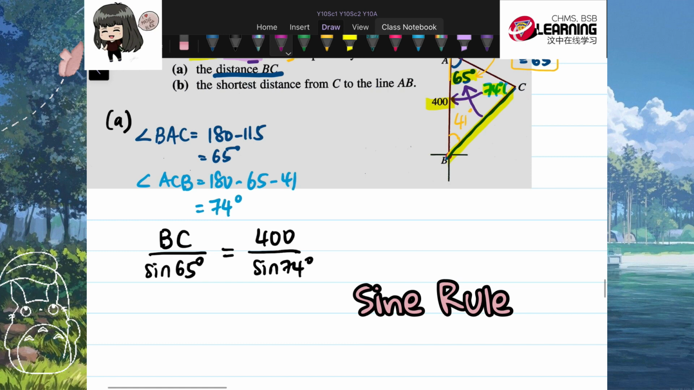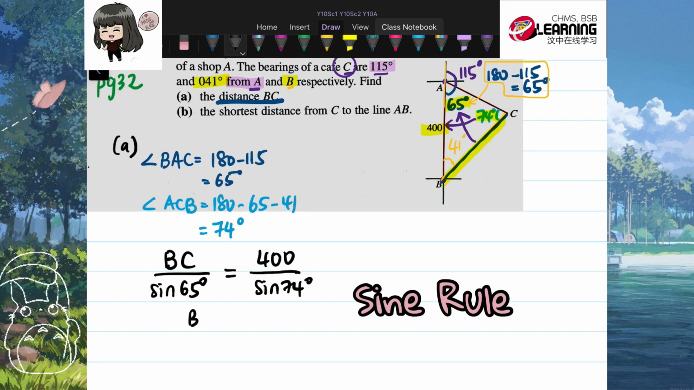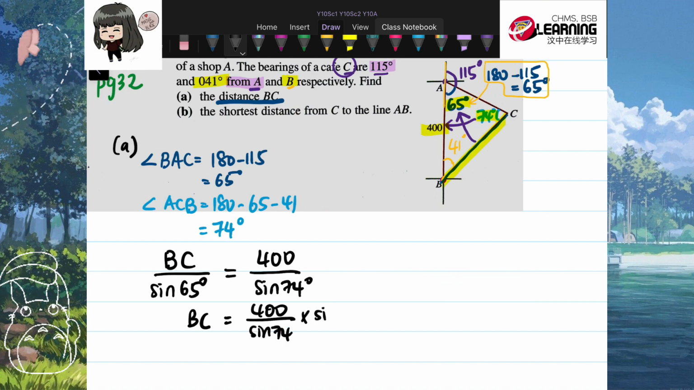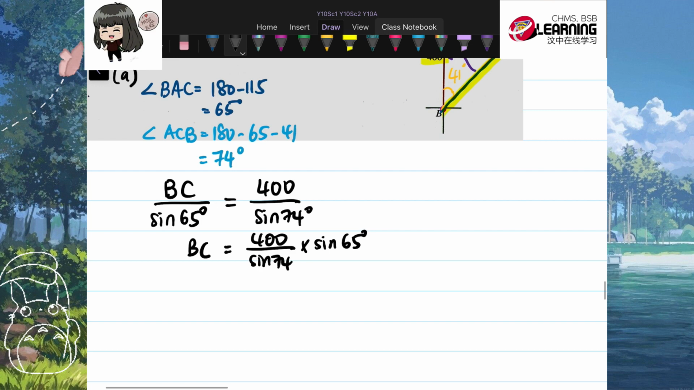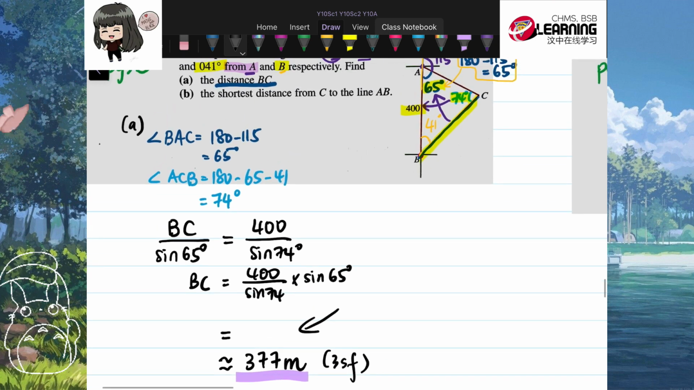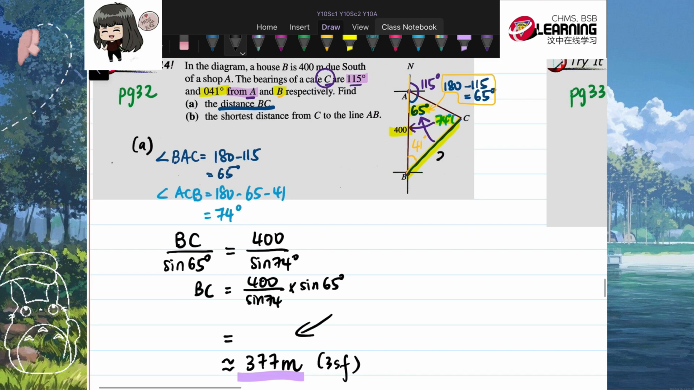Continuing, BC is equal to, I move the sine 65 over, so 400 over sine 74 times sine 65. You find the answer, the long one, and I have already made it into 3 significant figures for you: 377 meters. You fill in this one yourself. So BC is 377 meters.